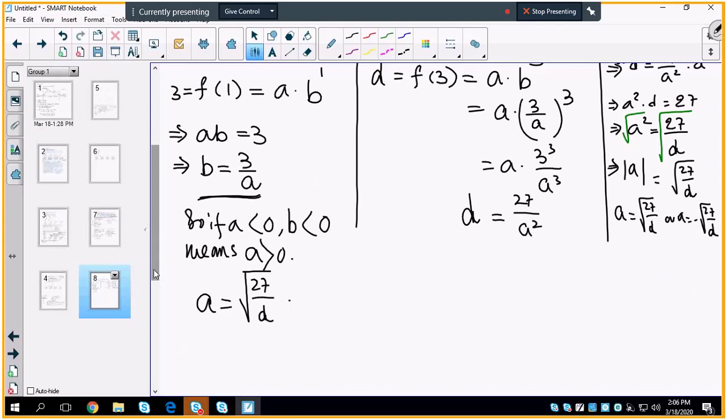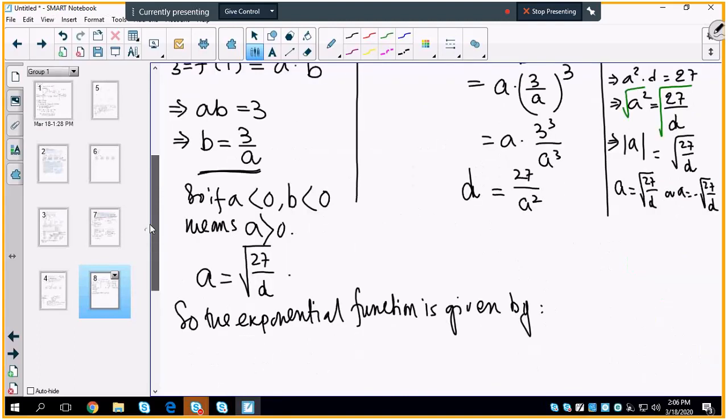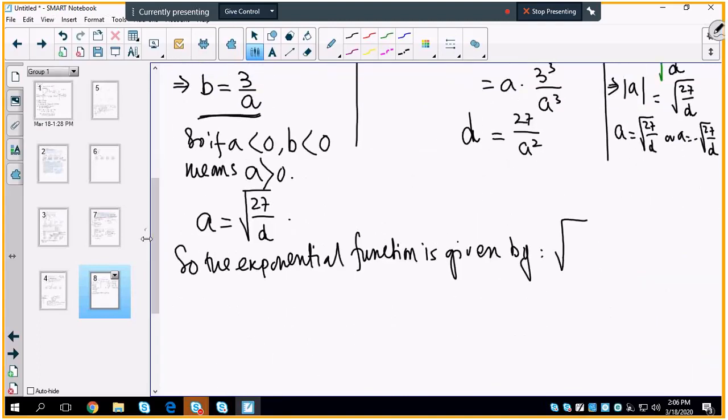And I will say, so the exponential function that you were trying to find out is given by, remember the form. The form was a times b to the power x. That's how I started the problem. And I know a is equal to the square root of 27 over d. And b is 3 over a, so 3 over the square root of 27 over d, that's your b, whole to the power x. And that answers my question.